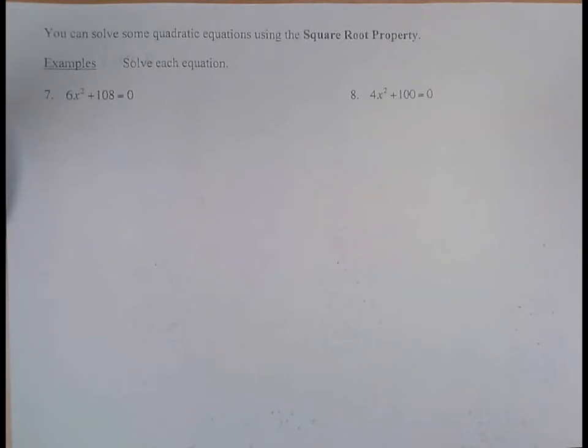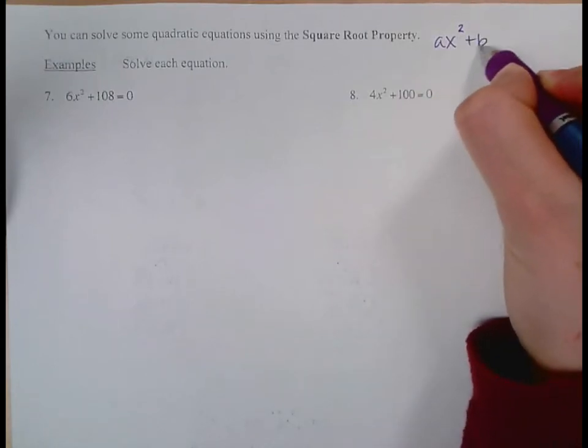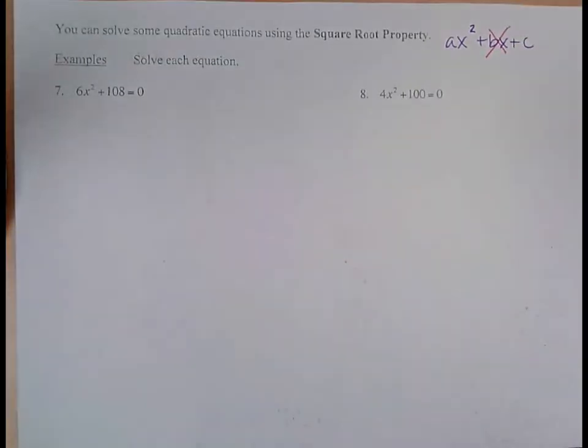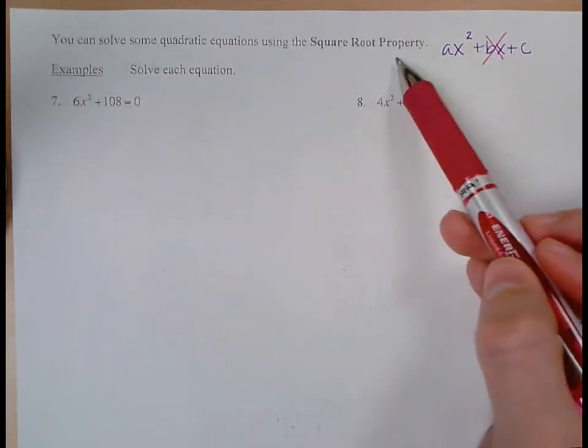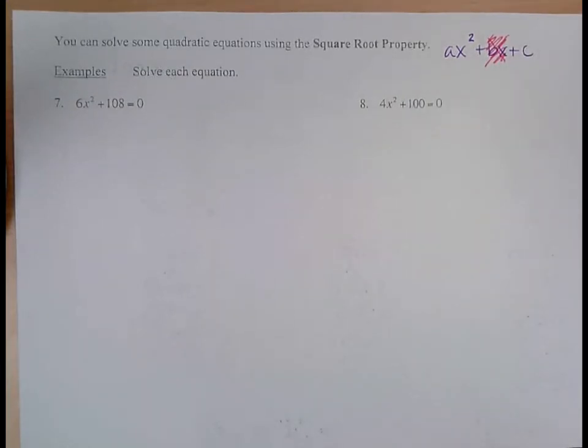But what the square root property, or when it can be used, is you still have a quadratic equation. So if you have ax squared plus bx plus c, what I want you to notice, though, for both of the quadratic equations in 7 and 8, is there is no term with just x. There's no bx term. So there's only the x squared term and then the constant term. So the square root property can only be used when you do not have that middle term. If you have the middle term, you cannot use it. And you'll see why when we go through it.